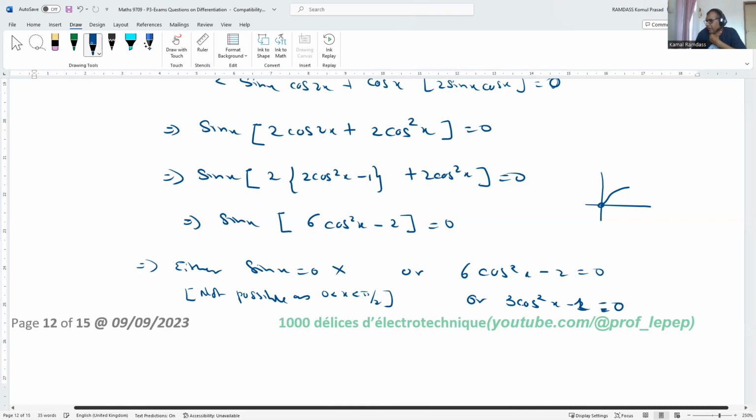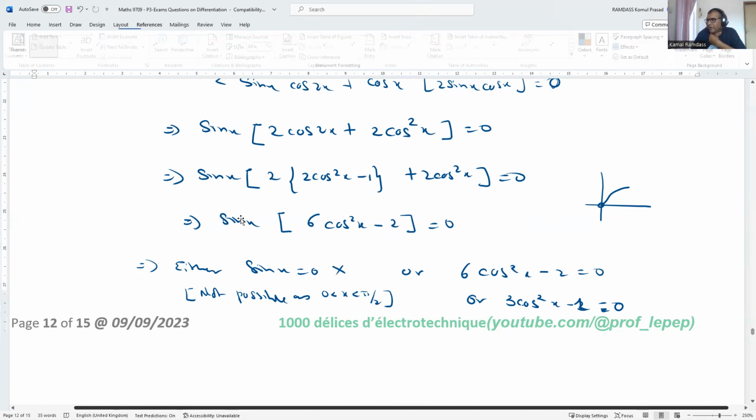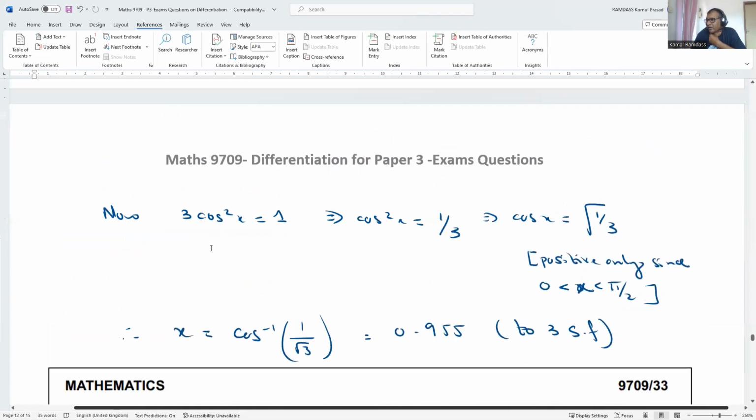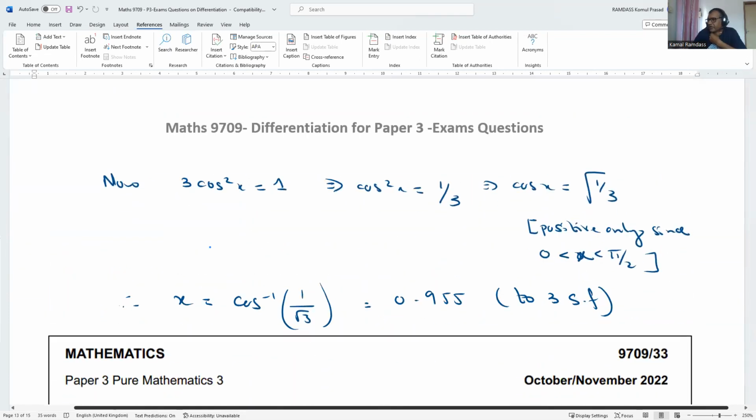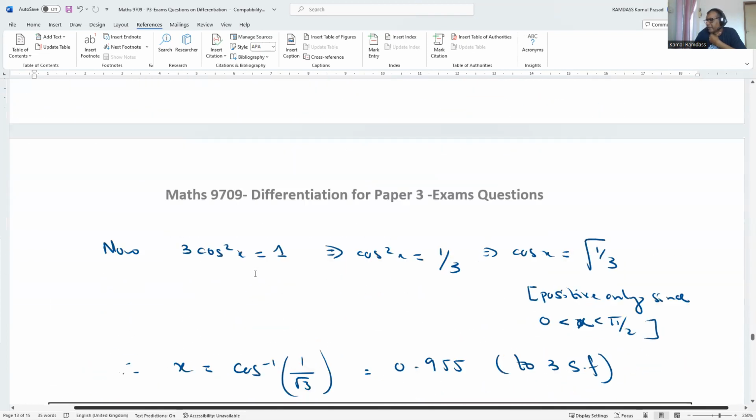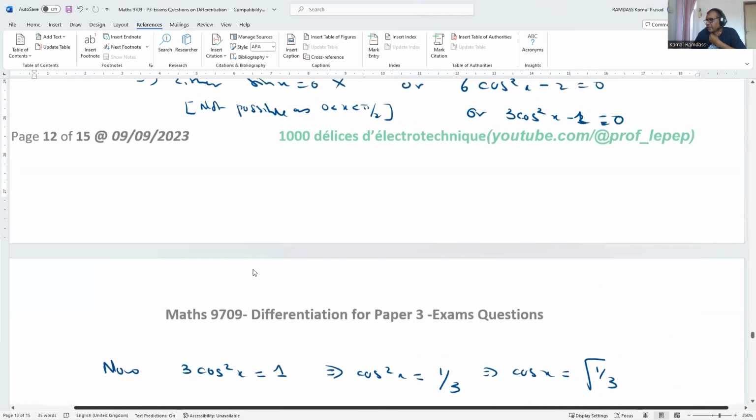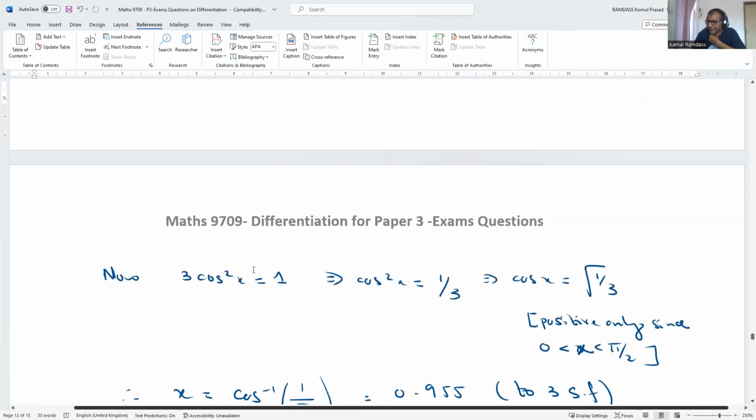OK? Et maintenant, 6 cos square de x minus de 2 est égal à 0. 3 cos square de x minus de 1 est égal à 0. Finally, je gagne 3 cos square de x is equal to 1. Cos square de x is equal to 1 third. On est bon là. 3 cos square de x est égal à 1. Cos square de x is equal to 1 third.